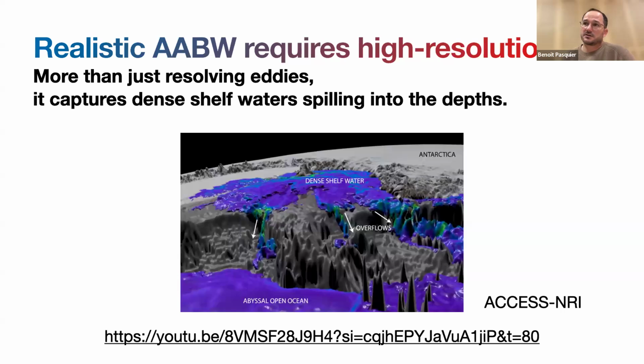So in general, coarse resolution models work around this by having open ocean convection and very deep mixed layers to represent this transport, but it's not realistic. It has a ton of features that you probably don't want to see, and so that's why we want to target high resolution.